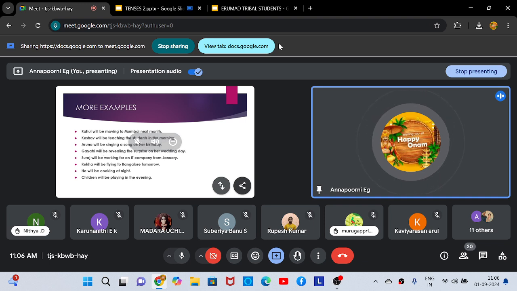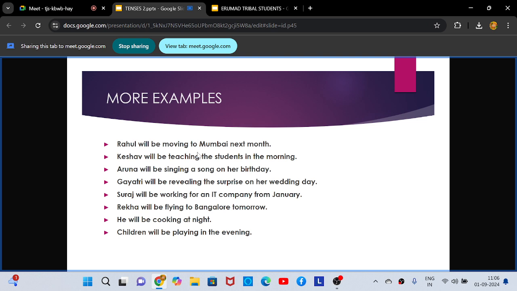So here you can see, Rahul will be moving to Mumbai next month. Here it is will be. Rahul is the subject plus will be plus moving, which is v1 plus ing. To Mumbai next month is the object. Then Keshav will be teaching the students in the morning. So Keshav is the subject plus will be plus v1 plus ing, teaching. The students in the morning is the object. Aruna will be singing a song on her birthday. So Aruna is the subject, will be, singing is v1, and a song on her birthday is the object. This is the same pattern that we are following.